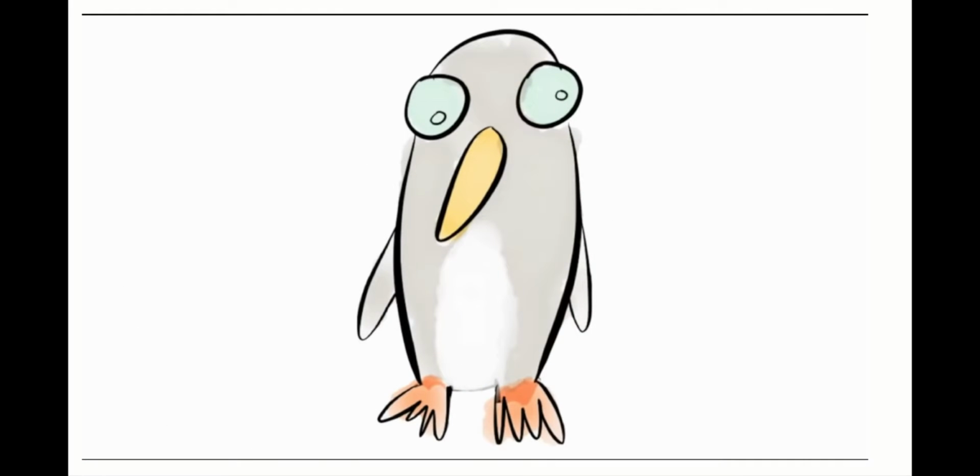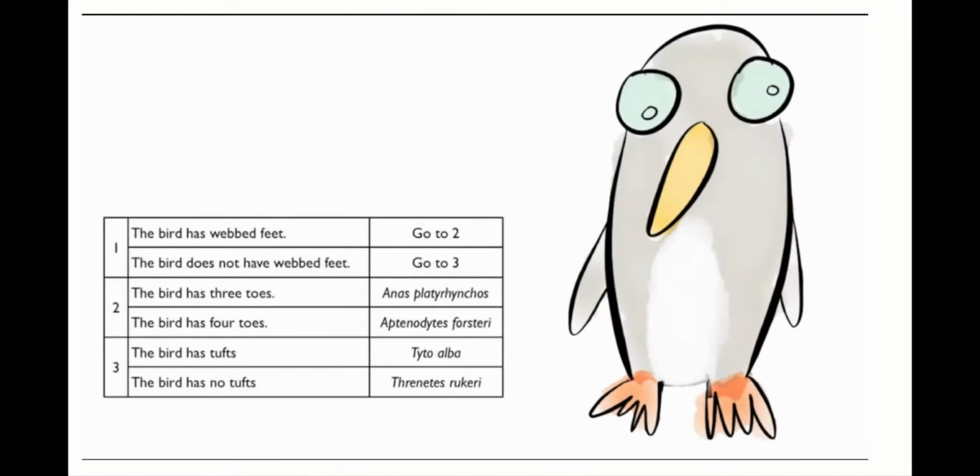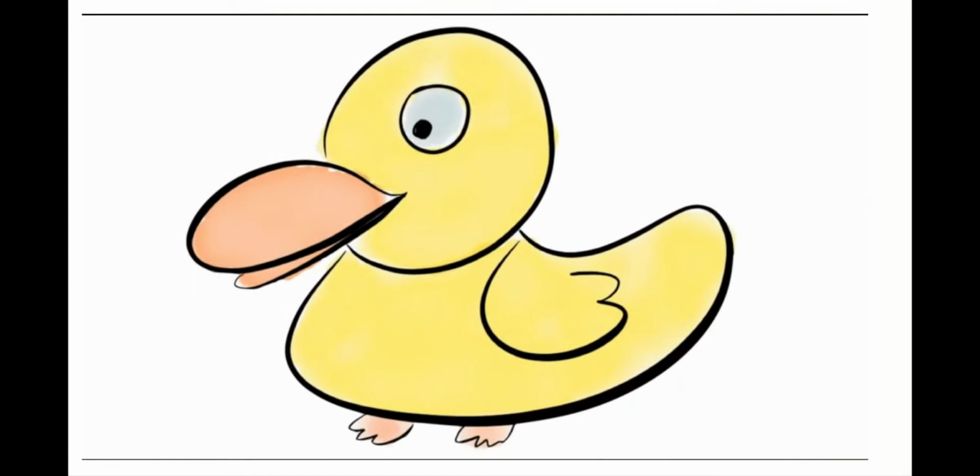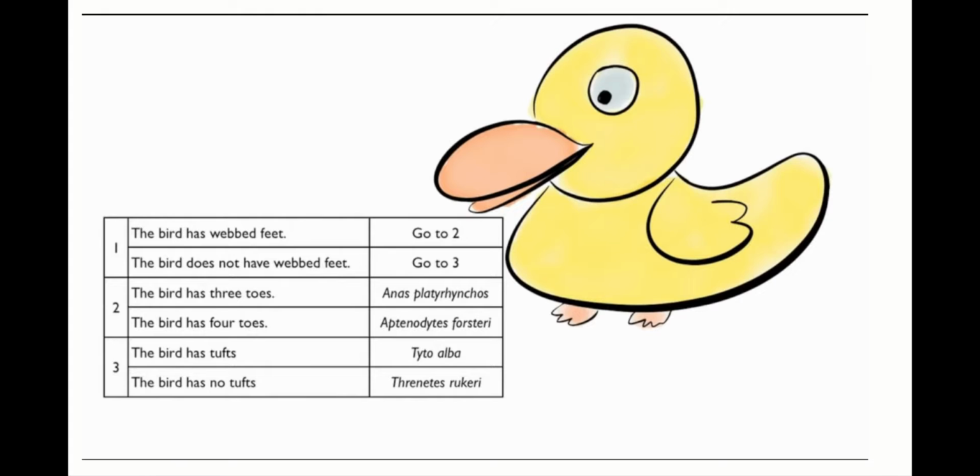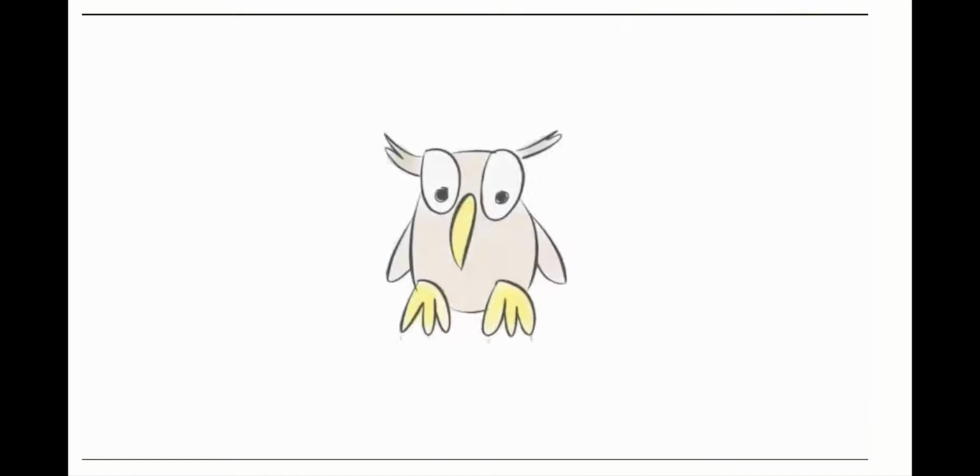Let's try the dichotomous key again with a different bird. This time we have the penguin. Start at number 1. Our bird has webbed feet, so we're going to have to go to step 2. Step 2 has us count the number of toes. A penguin has 4 toes. We just figured out the scientific name of the penguin. Using the same chart, we can figure out the scientific name of the duck. Starting at number 1, we see our bird has webbed feet, so we'll go to step 2. We have to count the toes. The duck has 3. We just figured out the scientific name again.